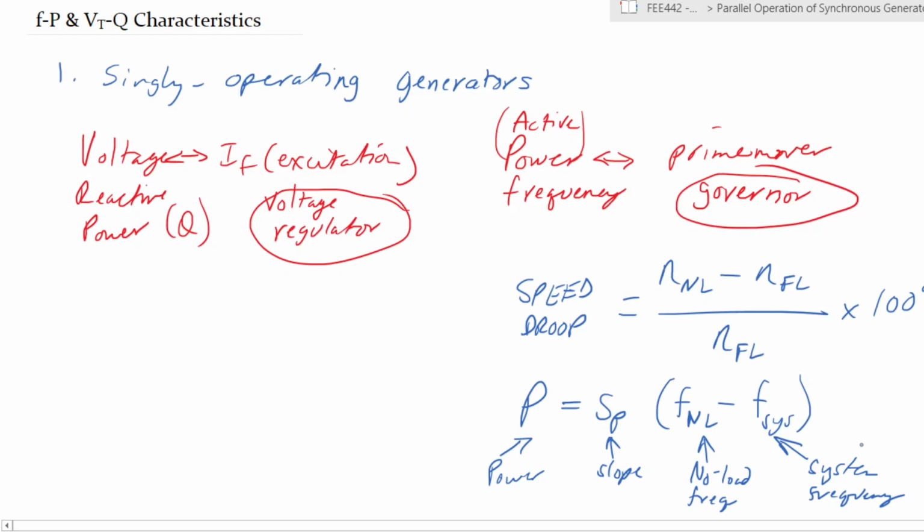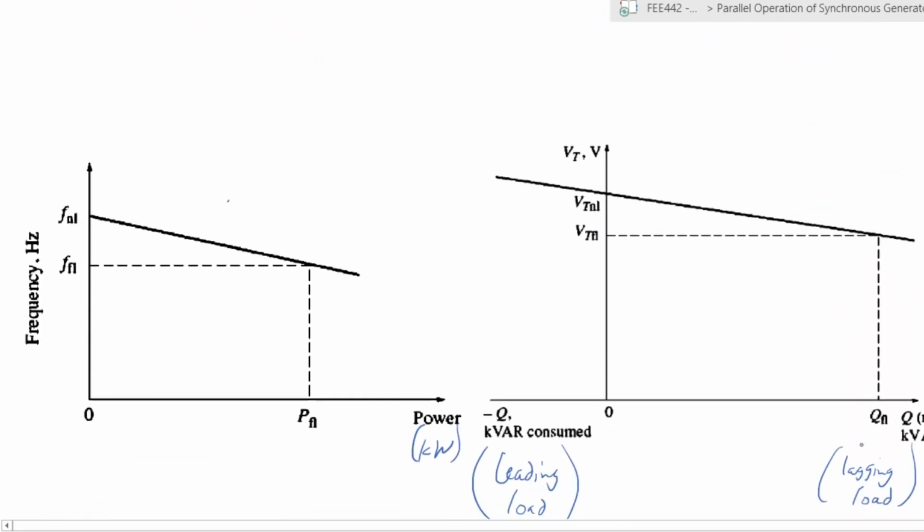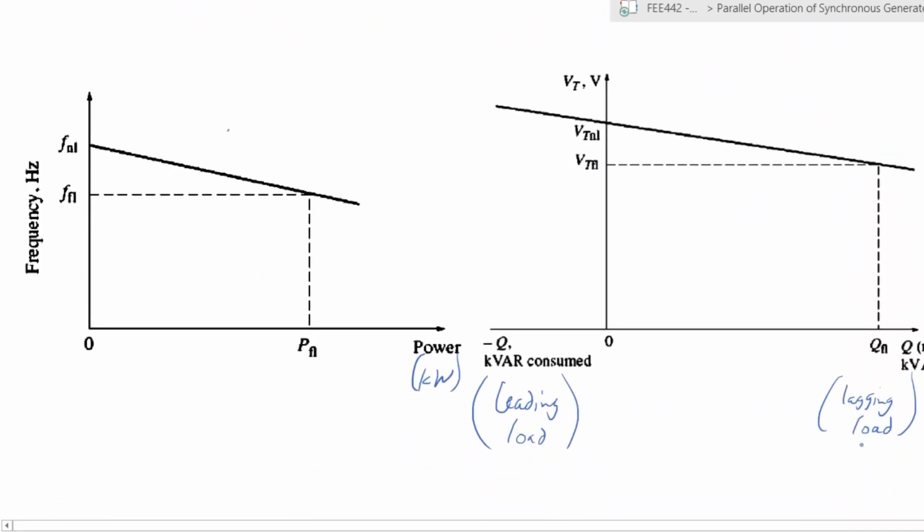Okay, so now let's look at what those characteristics look like. So you can see side by side we have the two relationships that we were talking about. Here on this side we have your real, let's call it active power, and on this side you have reactive power. And those are the relationships between the two. And you can see that you have a slope SP that determines the characteristics of the reaction of the generator to any change in the load.